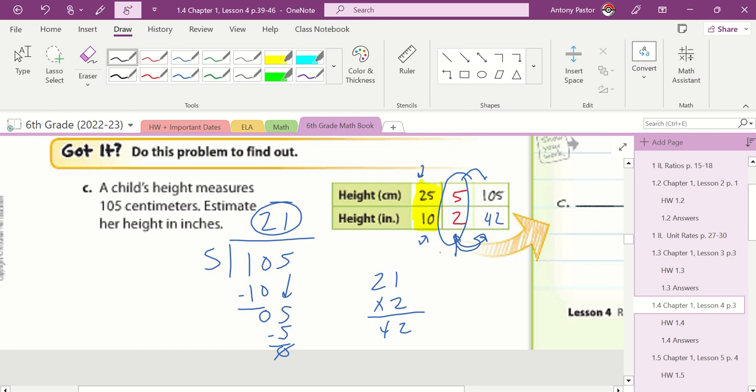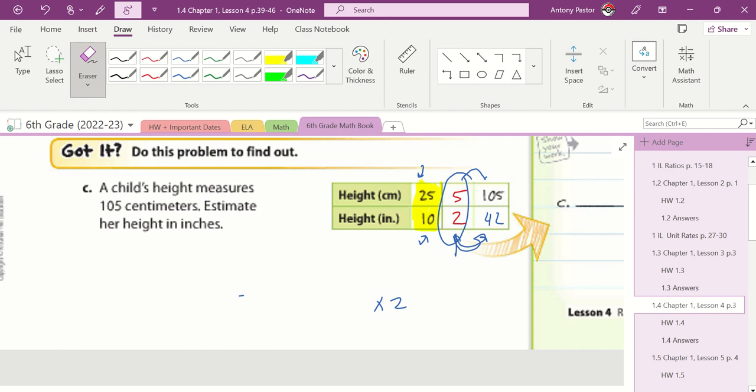And it looks like I already did the got it here, but let's go ahead and erase this for now. And let's try this. A child's height measures 105 centimeters. Estimate her height in inches. So, a child's height measures 105 centimeters. Estimate her height in inches.